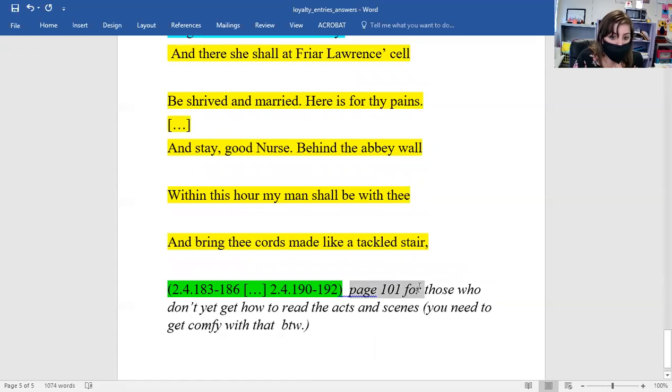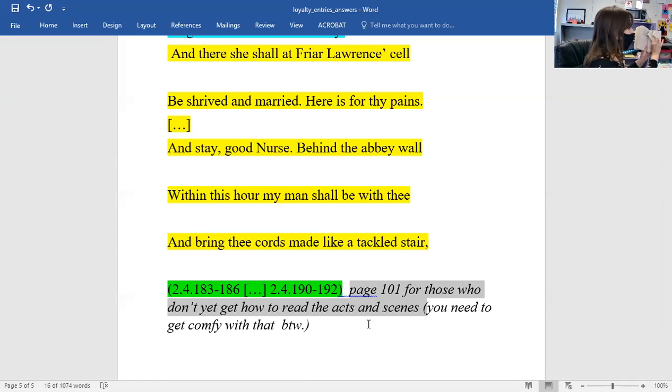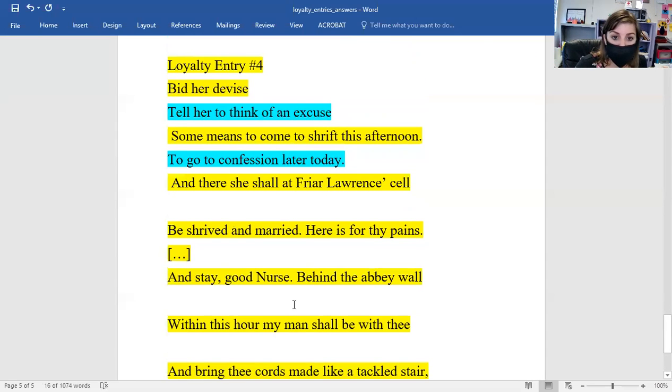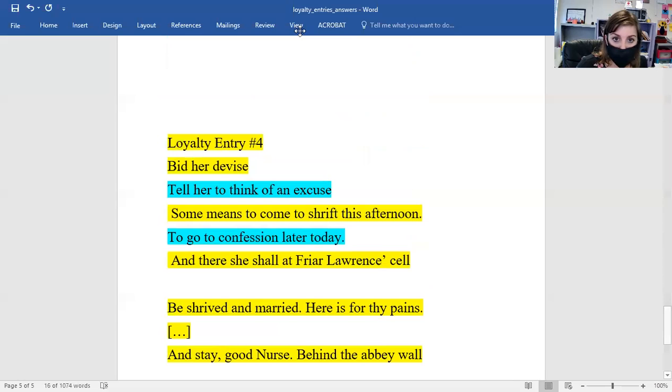And that's page 101 for those of you who don't yet know how to read the act and scene layout. But I really recommend that you get comfy being able to flip through and find Act 2, Scene 3, Act 2, Scene 4, Act 2, Scene 5, and that you're able to find the line numbers. Remember, the line numbers are on the side and they go by 5. You're going to have to read Shakespeare all 4 years of high school, so you might as well learn to read it now. Okay, so I'm going to stop recording.